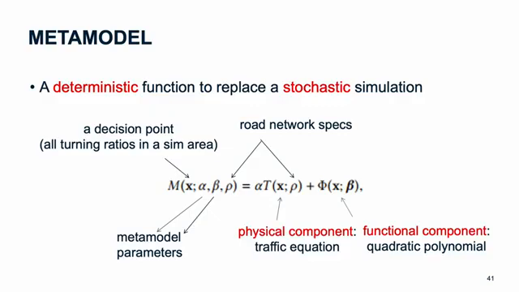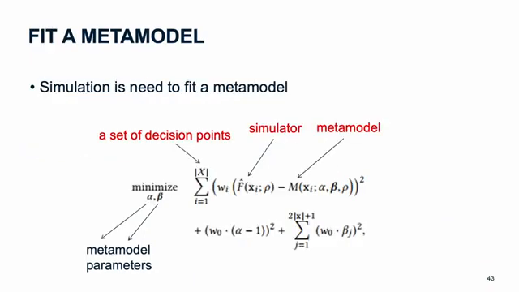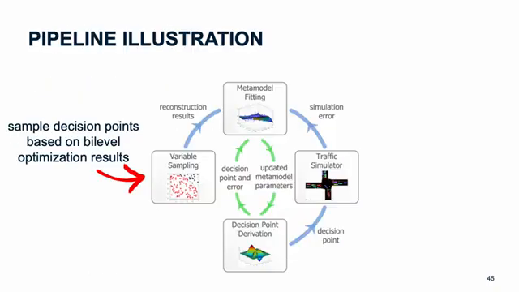The traffic equation will essentially serve as a physical component for this meta model, as well as this quadratic polynomial that you can think of as a fitting model to fit the data that we have to the traffic simulation. One of the decision points that we have to make is, at every single intersection point, we need to determine how many cars will go straight and how many cars will make a turn. This is the turning ratio in a simulation area. This is part of our meta model parameters, and we will iterate through the process to improve based on the data that we have and the simulator that we have.